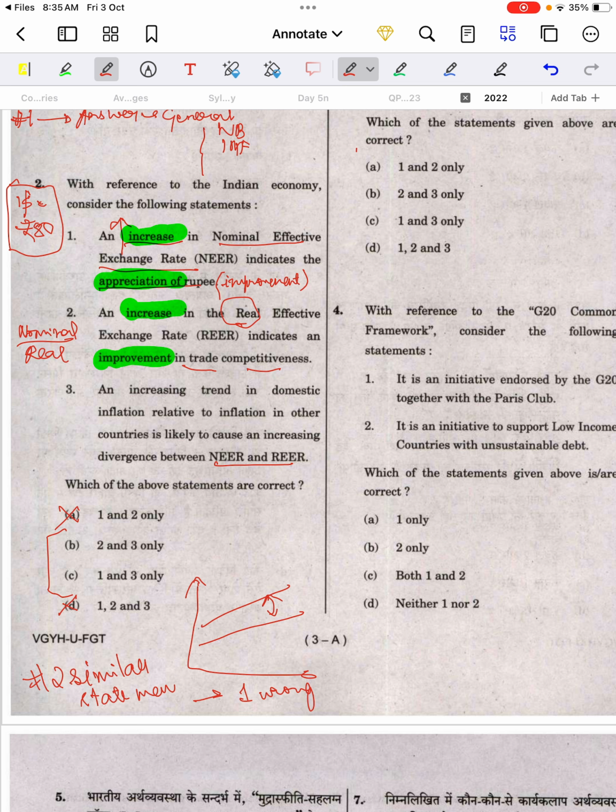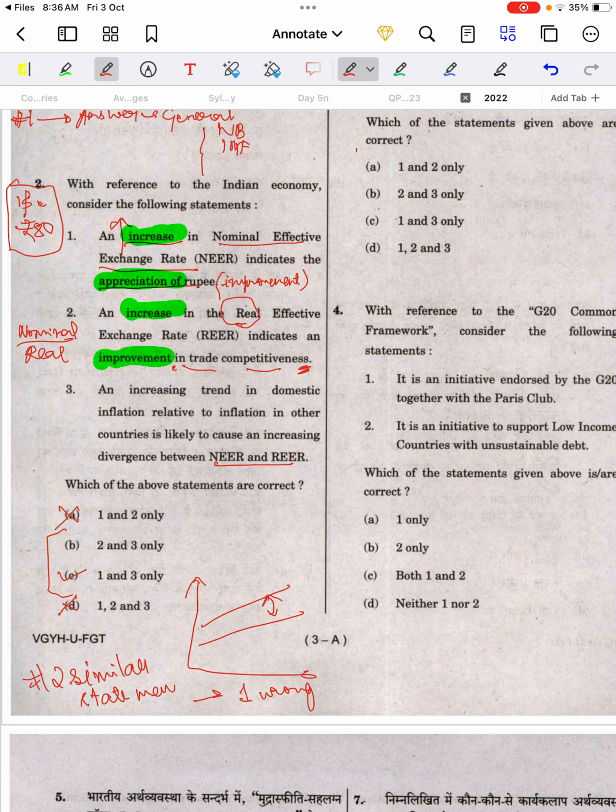Increase in NEER indicates appreciation of rupee, and increase in REER indicates improvement in trade competitive index. If there is an improvement in real effective exchange rate, is it an improvement in trade competitiveness? No, it shows that your trade competitiveness is actually bad. So you can bring it down to two options. The answer is 1 and 3. Statement 2 is actually wrong. A decrease in REER actually shows an improvement in trade competitiveness.